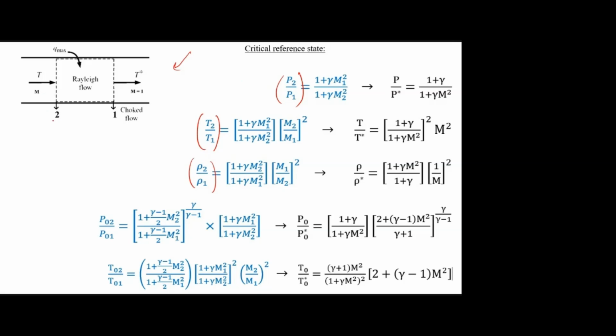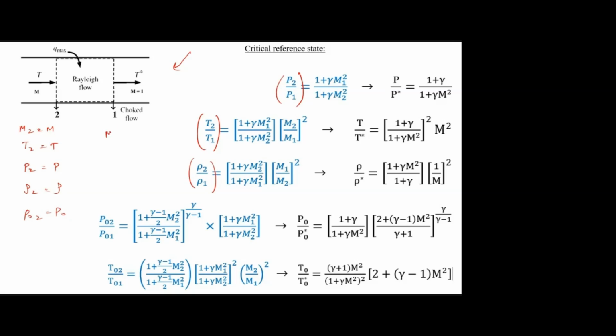So in station 2, instead of M2, I can have M. Instead of T2, I have T. Instead of P2, I have P. Instead of rho 2, I have rho. Instead of P02, I have P0, like that.